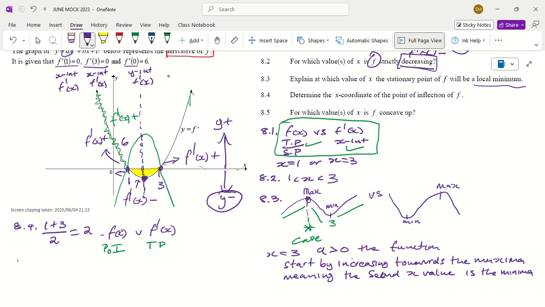8.5. And for 8.5, for which values of x will the function be concave up? And that means we have to get a value that is greater than the point of inflection, which is x is greater than 2. So that is very simple.